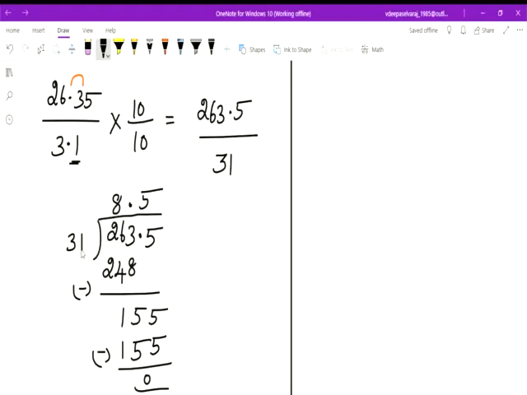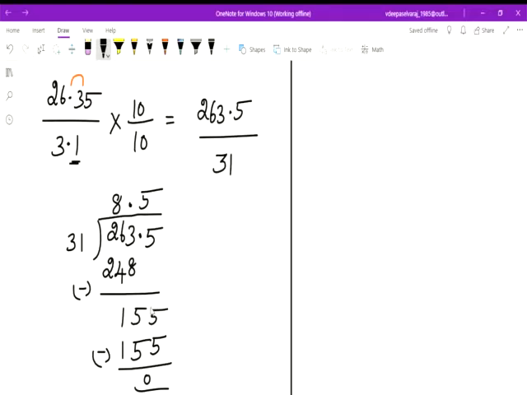8. 8 into 31 you get 248. After subtracting, what you are getting, children? 15. And see here decimal point is there, so you keep the decimal point in the quotient place. Then you take the next digit. Okay, children. Now it becomes 155.